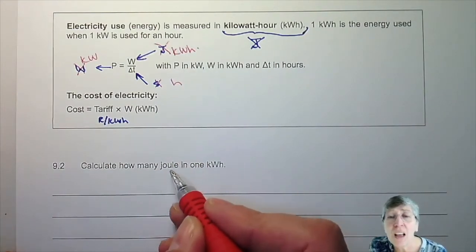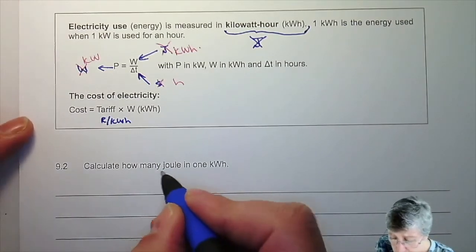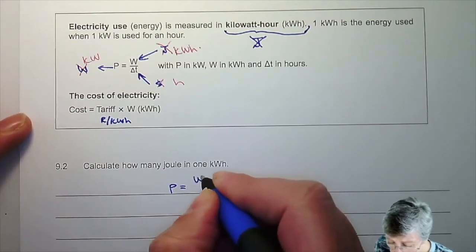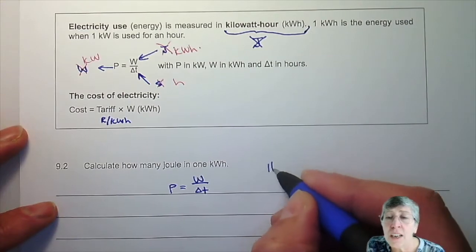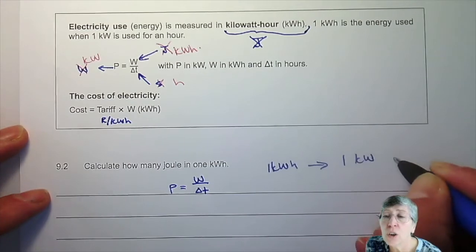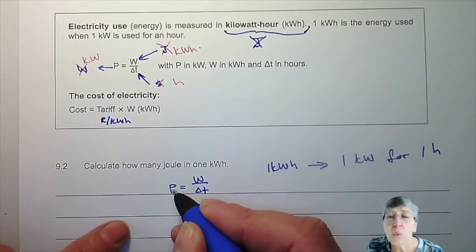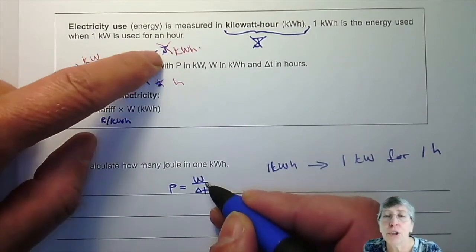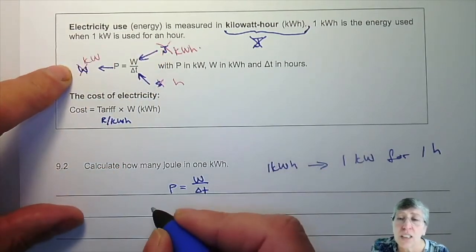Since I'm not using joule, I'm using kilowatt hours. I want to know how many joule are in 1 kilowatt hour. So we are looking at an energy. P equals W over delta T. When the energy is 1 kilowatt hour, it means 1 kilowatt for 1 hour. So over here, we're going to put P as 1 kilowatt, but if I want to end up with joule, I am going to put this only in watt.